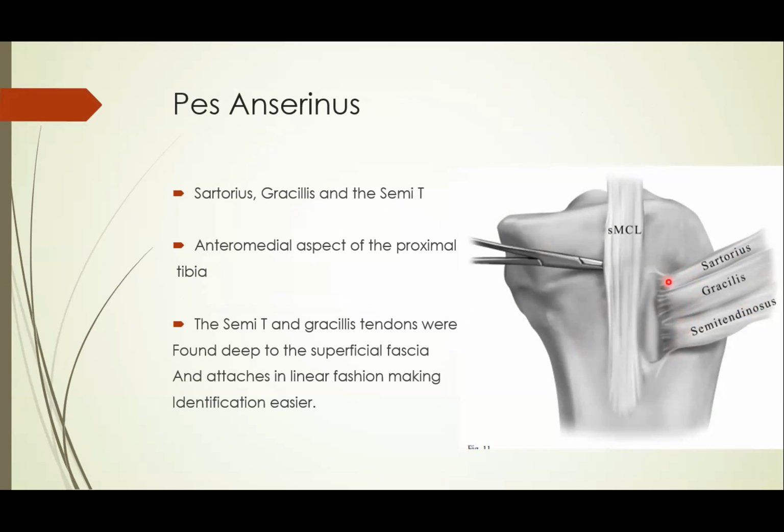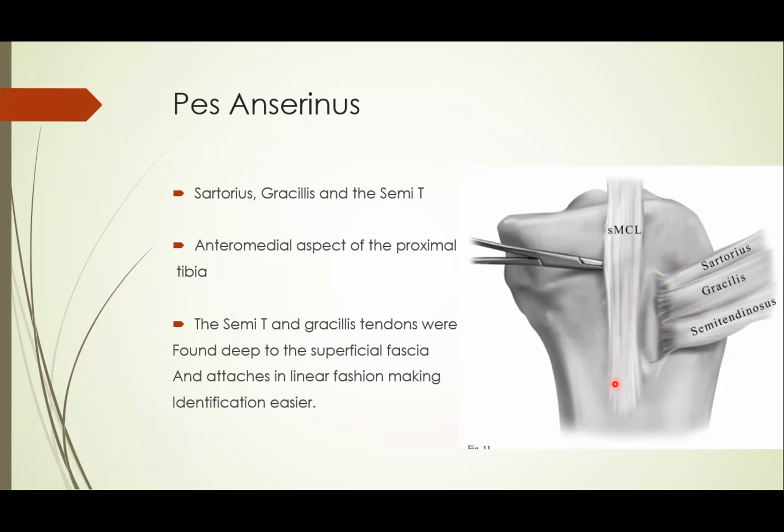The footprint is exactly 8 mm for sartorius, 8.2 mm for the gracilis, and 11.3 mm for the semitendinosus. There's commonly a bursa also that is found deeper to the pes anserinus but superficial to the superficial MCL ligament.